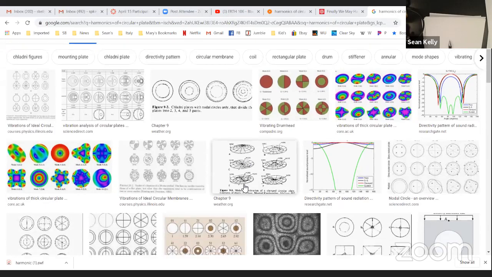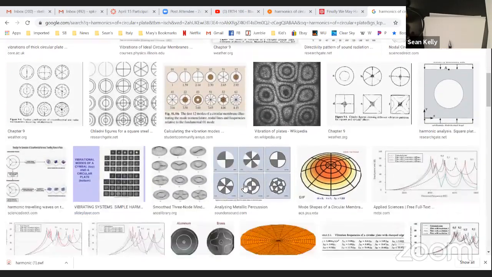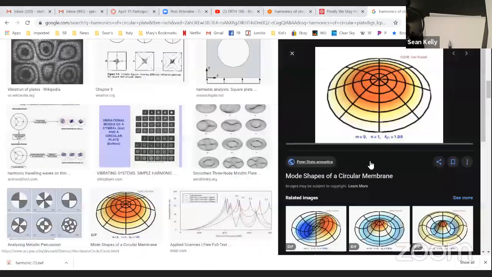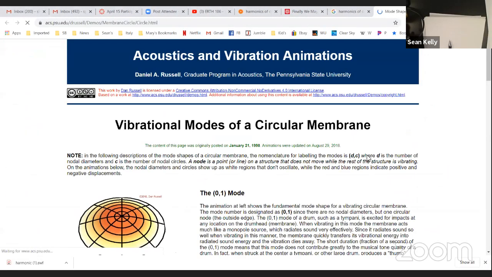Oh, that's pretty good. That's pretty good. Hold on. Okay, so actually, I could show you guys what I'm searching for. You guys have never seen these before, maybe. So, a circular membrane, that's the right word. Okay. Oh, these are great. That's exactly what I was looking for.